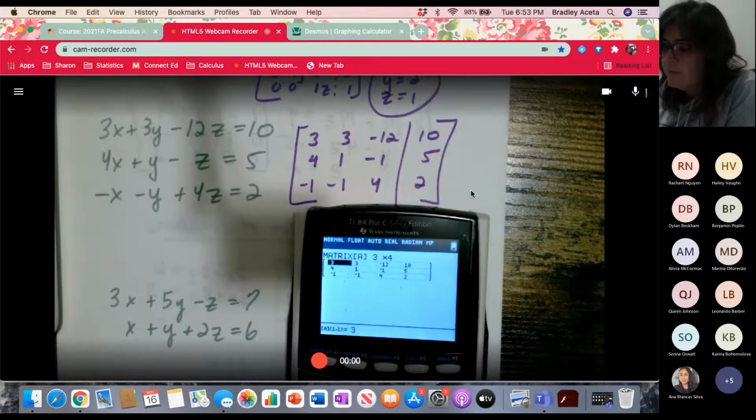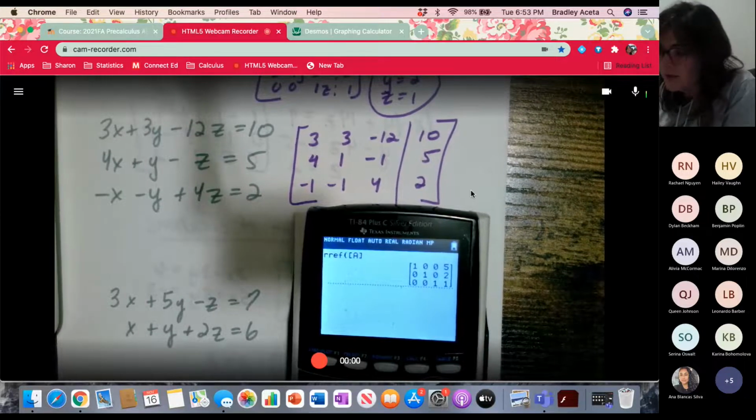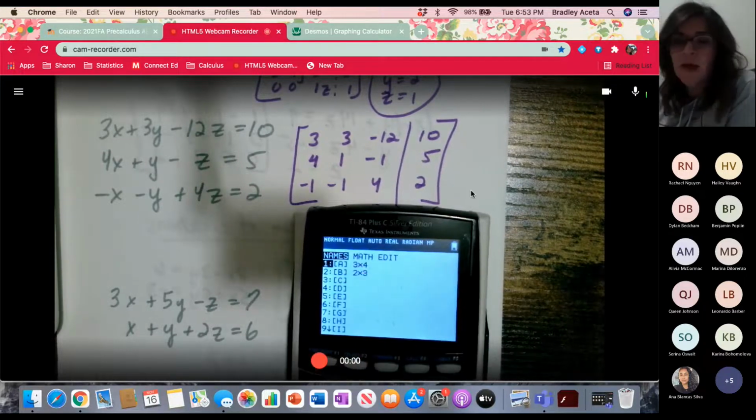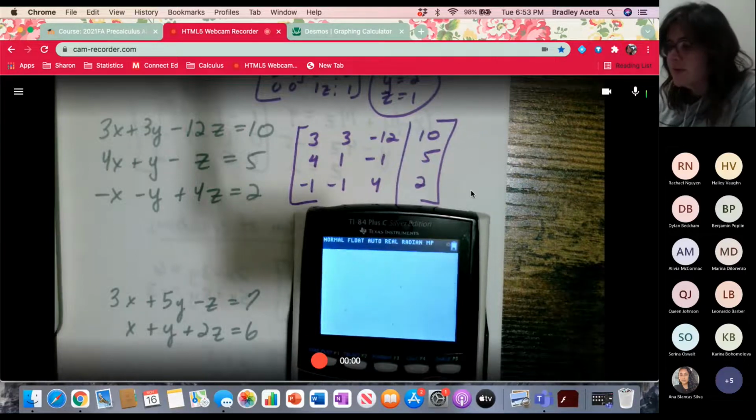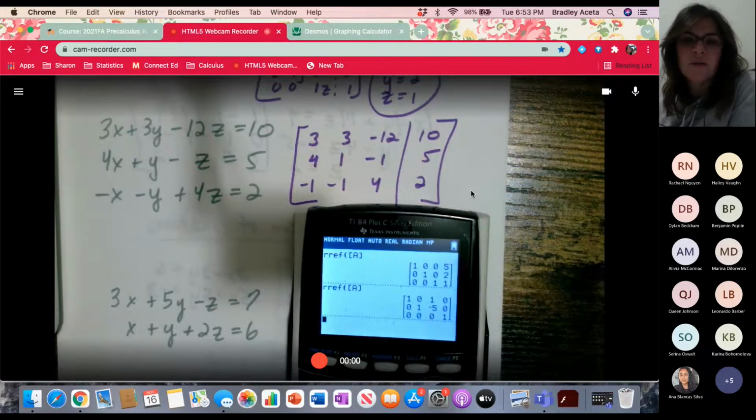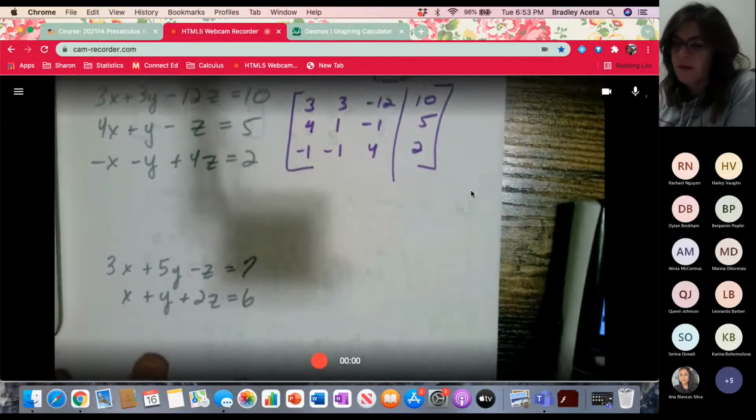And then go back out, go back into the matrix, but this time go over to math. You're going to perform the RREF on it. So go over to math, go down until you see RREF. There it is. Go back into the matrix and hit A. And then hit enter again. And now let's see what we have here. Oh, something different happened.